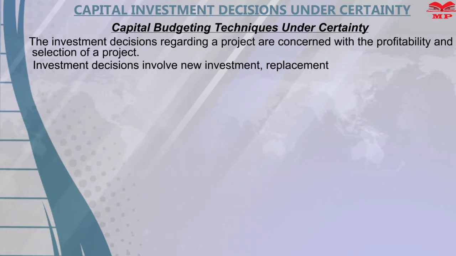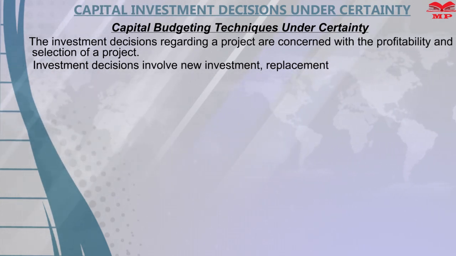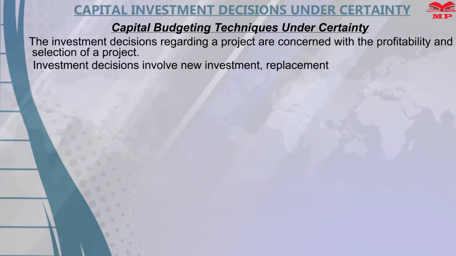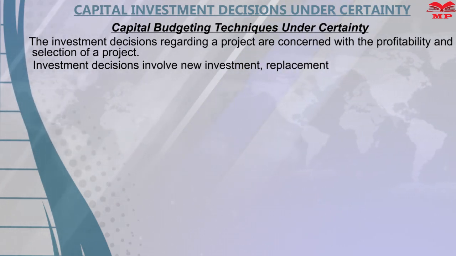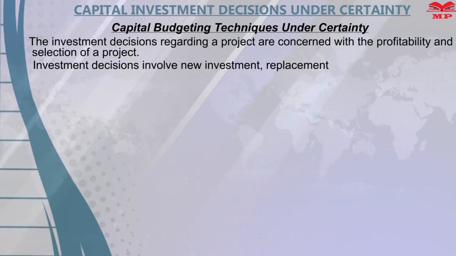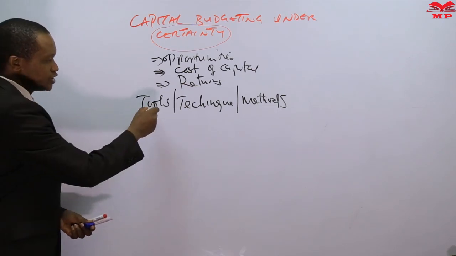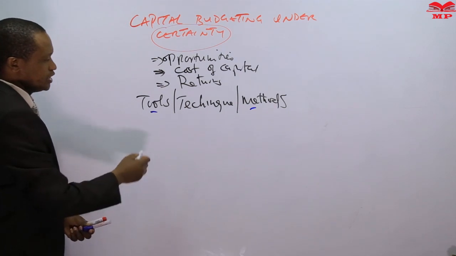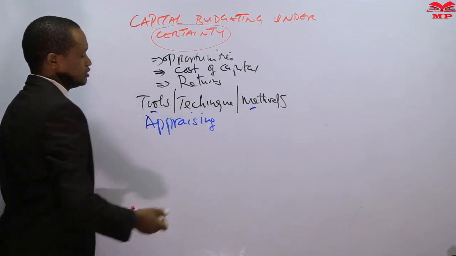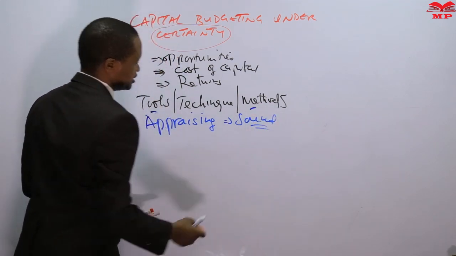So when appraising or evaluating projects in capital budgeting, and in view of the significance of capital budgeting decisions, it is necessary that the method adopted for appraisal of a capital investment proposal is a sound one. It has to be sound. The technique or the tool or the method to be used in appraising any proposal has to be sound. And how do we measure soundness of a technique?